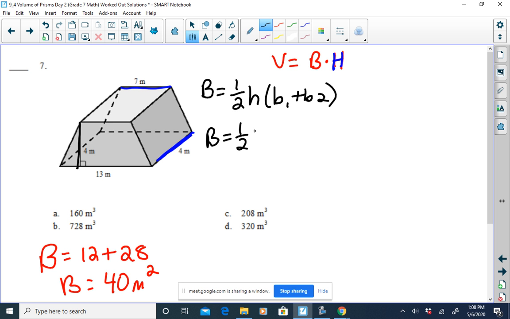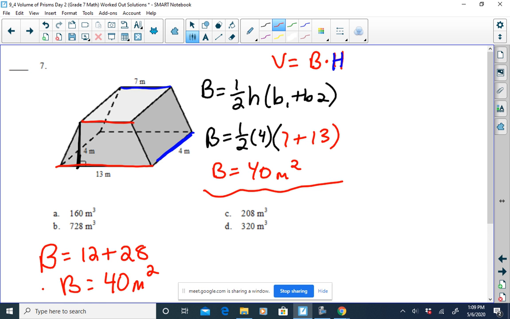All right, here's the height. The height of the prism is 4. Right, the height of the trapezoid, I should say. That's my bad. Height of the trapezoid is 4, and then B1 and B2 are these 2 segments here. B1 and B2 are going to be my 7 and 13. So when you multiply, 1/2 times 4 is 2. 7 plus 13 is 20. 2 times 20, I get the same base area of 40 meters squared. So you could find the base area this way, or you could find the base area using the deconstruction part. That's up to you guys, however you want to find the base area.